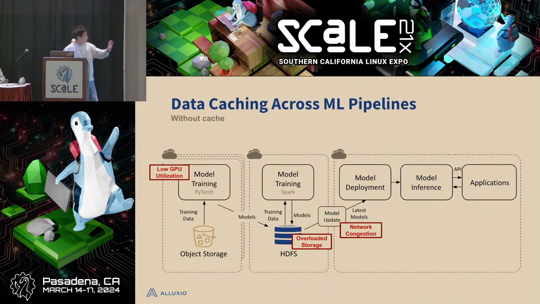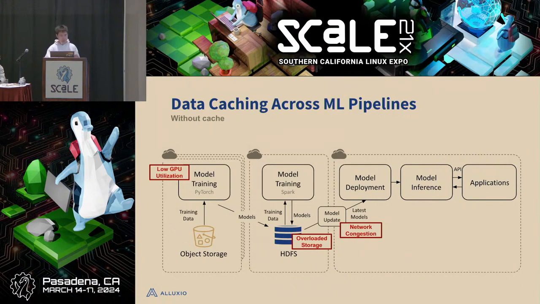And then on the right, this is about model serving. For model serving, they have a model deployment cluster that helps to fetch the latest models from HDFS and then serve them for continuous serving, like model inference, et cetera. And they have different applications in the company, and those applications will send API calls to the model serving cluster to use the models for prediction and forecasting. And there are three issues that they have reported in their previous design. The first one is a very low GPU utilization on the PyTorch side.